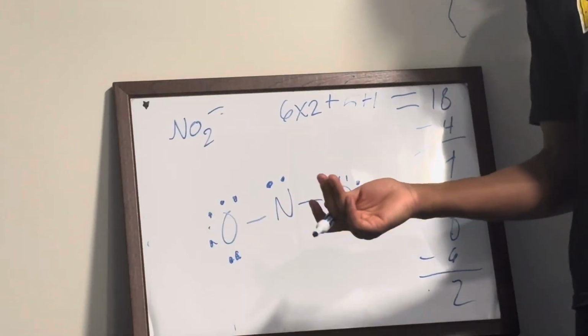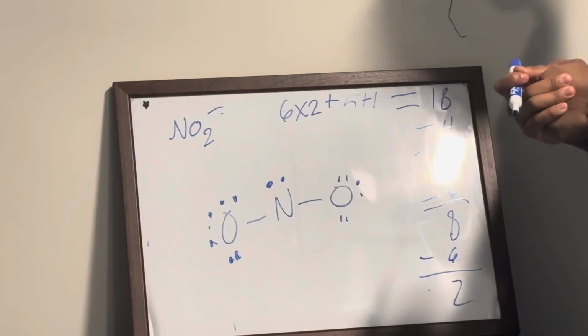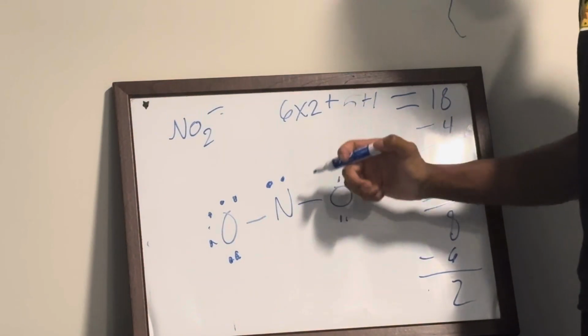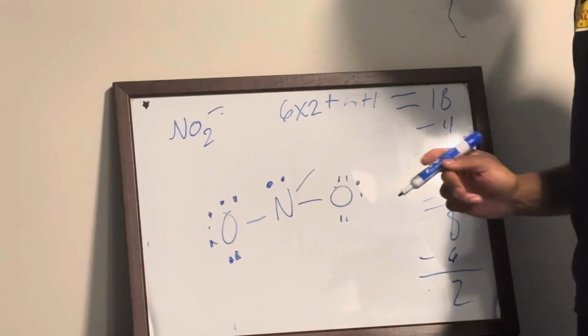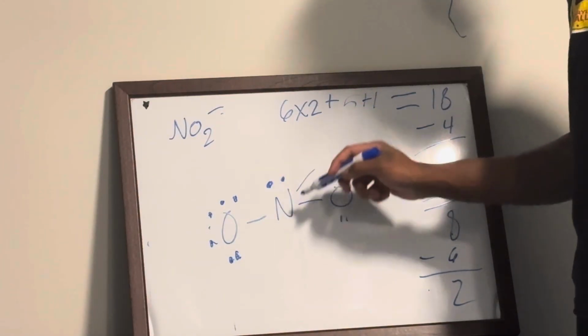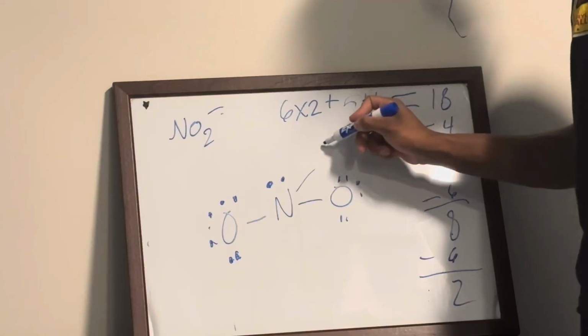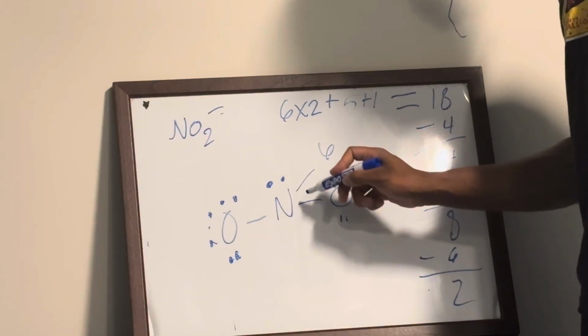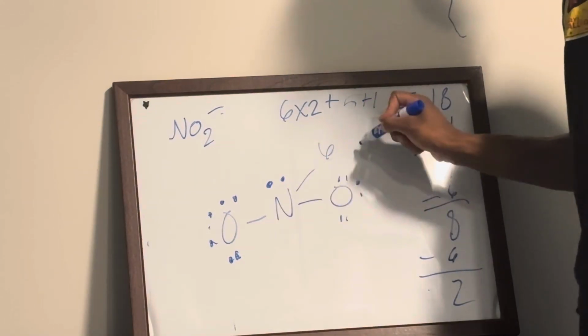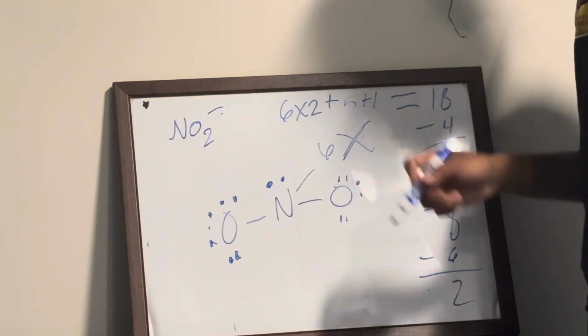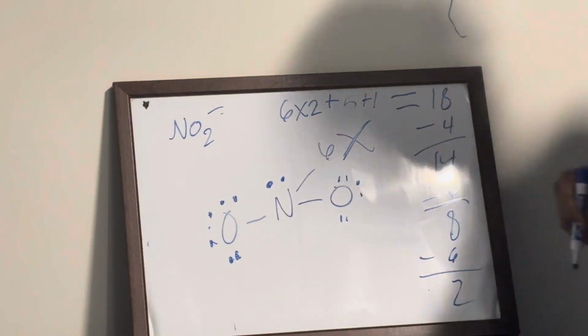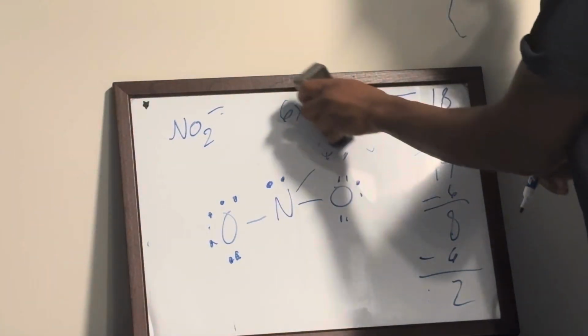What is our problem? N is not completing its octet. There's not 8 electrons with N. There's only 6. 2, 4, 6. And that is not good. So there's a way to fix this.